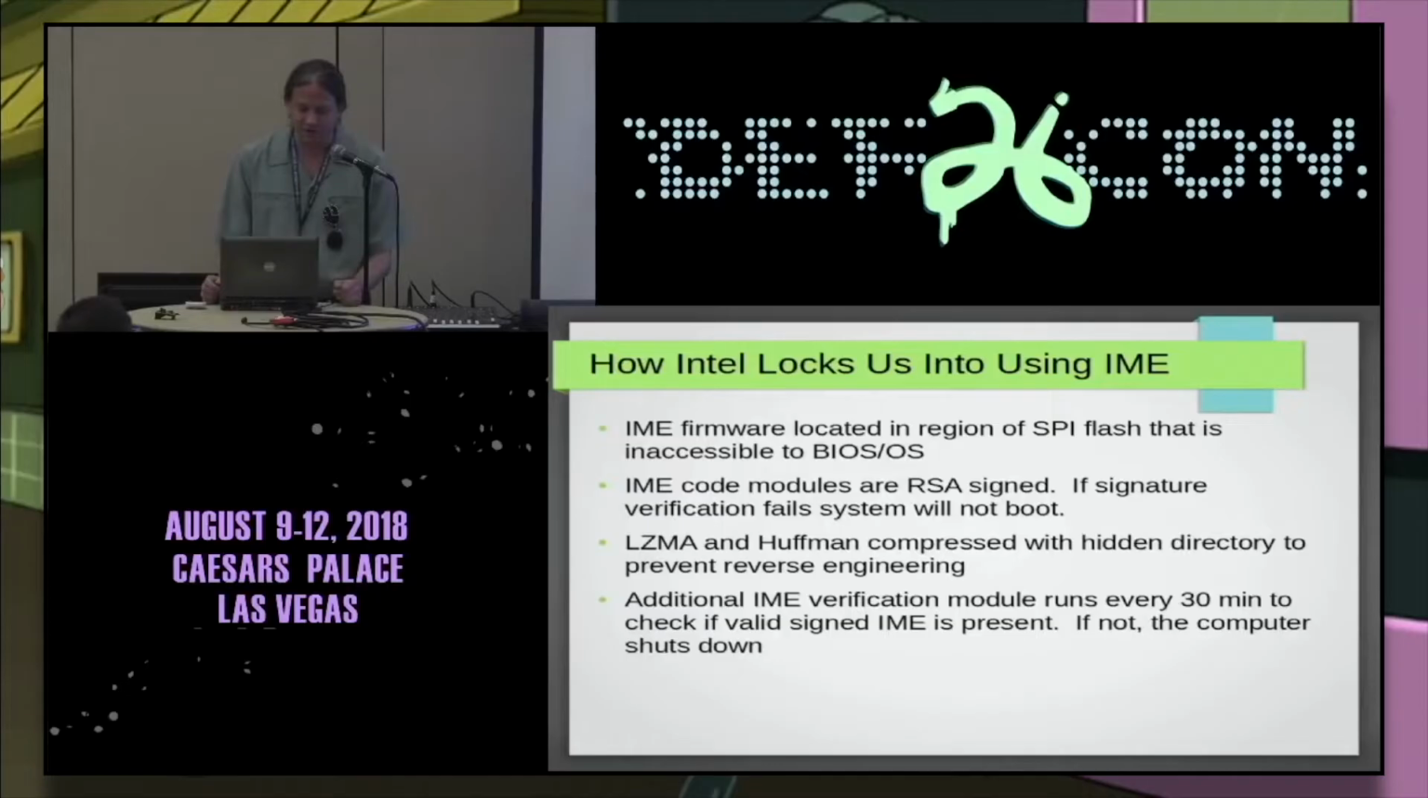They're also using LZMA and Huffman compression as a form of obfuscation. They're using a hidden directory to make it very difficult for reverse engineers to figure out what this thing is actually doing. Additionally, there's an extra IME verification module which runs every 30 minutes to check that RSA signature. So if you overwrite it on boot, then 30 minutes later, it's going to check and find out that the RSA signature check fails, and it's going to shut your system down. So Intel has gone to great lengths to make it very difficult to disable this.